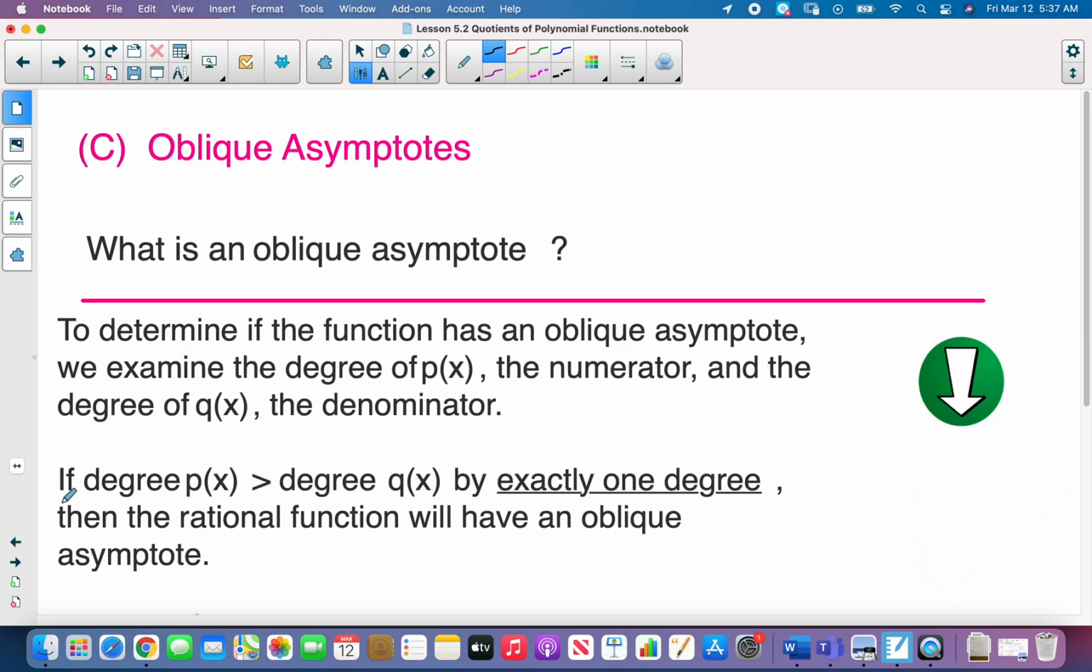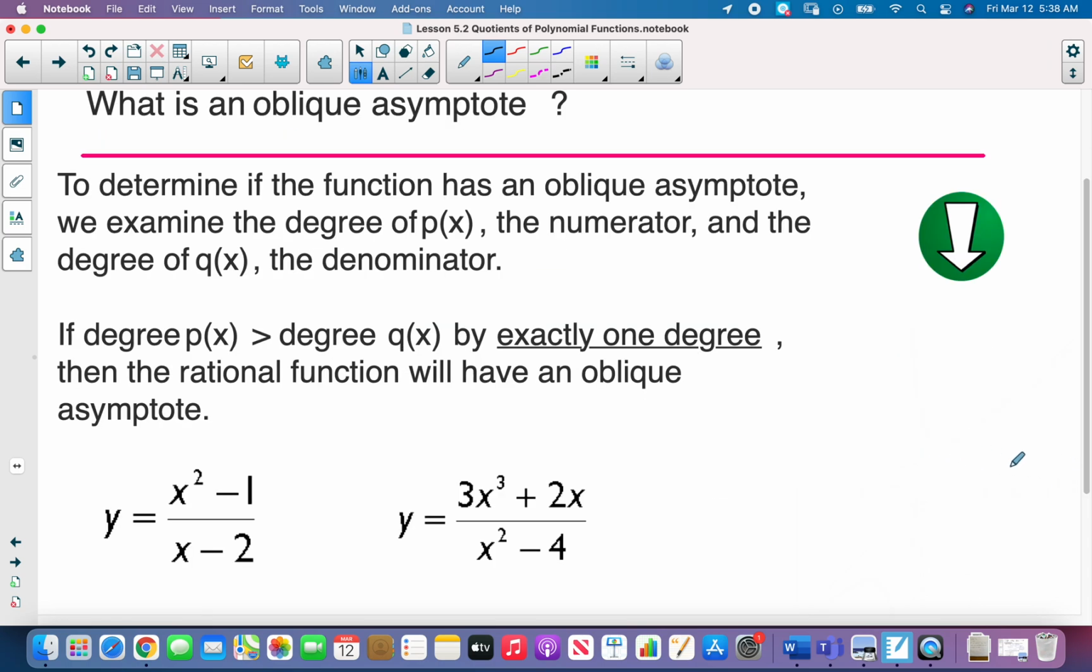Then you can also have a scenario where you might not have a horizontal asymptote, but an oblique asymptote. To determine if the function has an oblique asymptote, we examine the degree of the numerator, p of x, and the degree of q of x, the denominator. If the degree of the numerator is greater than the degree of the denominator by exactly 1 degree, then the rational function will have an oblique asymptote. So that's the case in which you get an oblique asymptote.